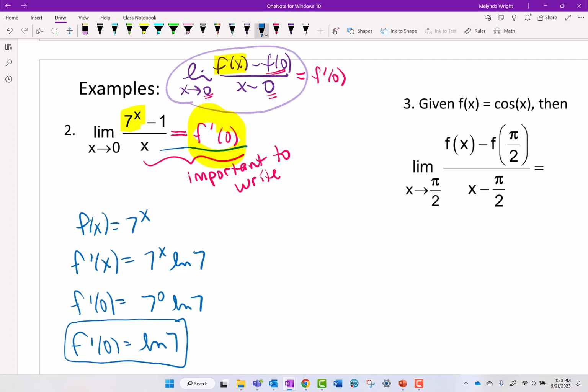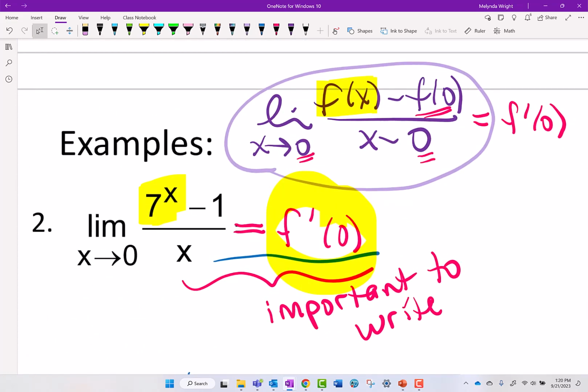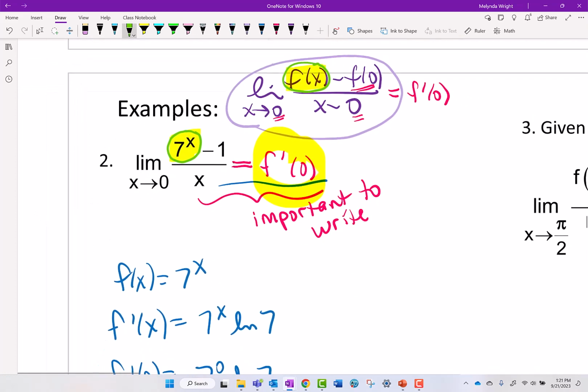So how do you know that you only have to use 7 to the x? Good question. So the way that I know that is by the formula. I know that this piece right here, whatever's in this spot in the formula, is f of x. That's a location. So I look at my formula and I see whatever's in that spot, that is what f of x is. So that's how I identify what f of x is, by the location in the formula. Okay? Other questions on this problem?